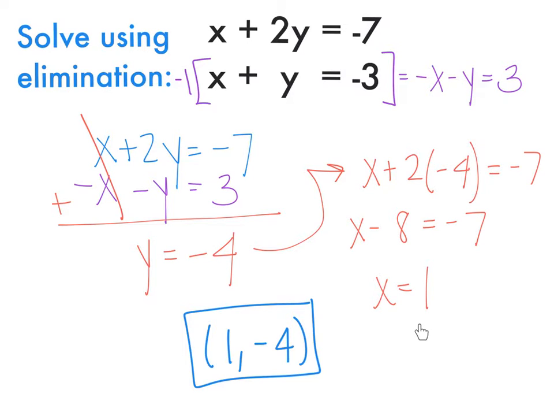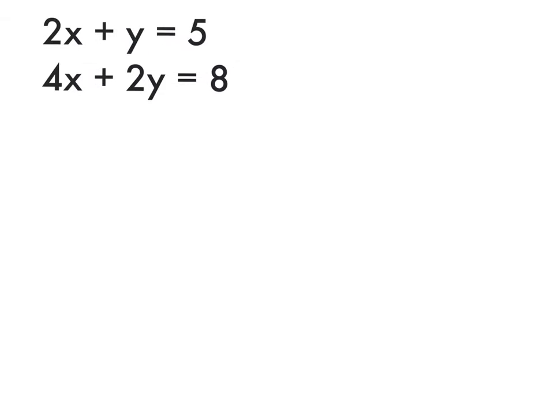And look at that, it works out. So my solution for both substitution and elimination is 1 comma negative 4. And it should be the same because although my process is different, the 2 equations are the same. So the solution to the system should be the same as well.